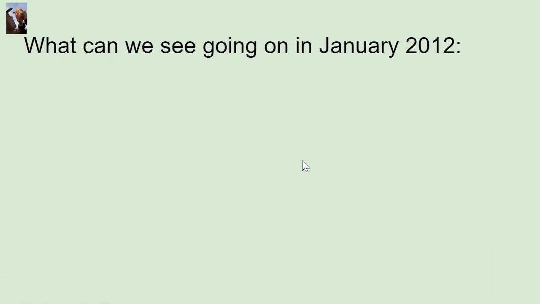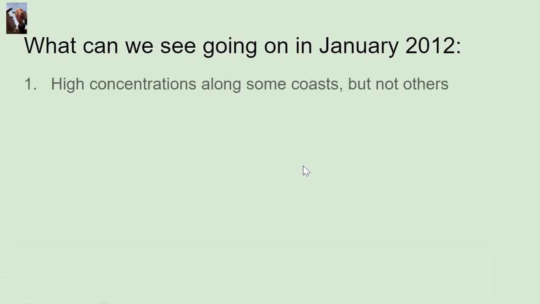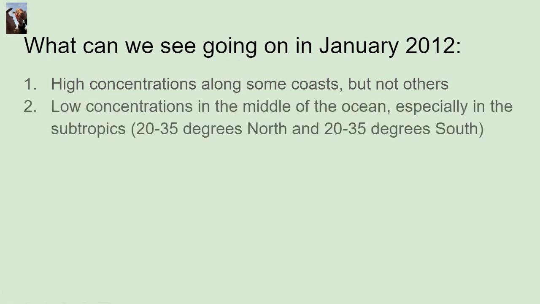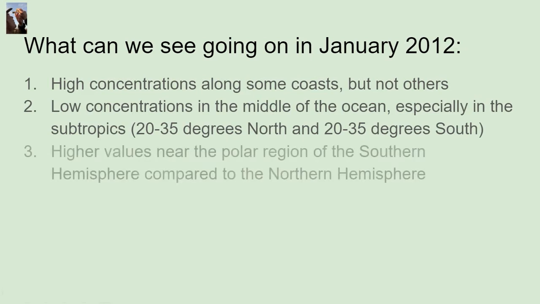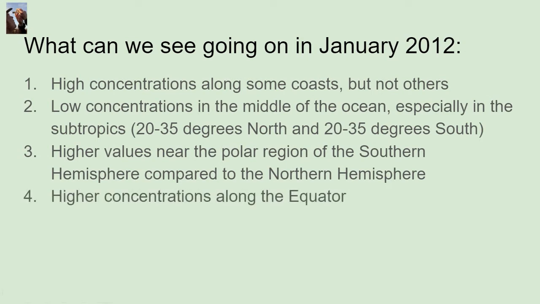So to summarize what we can see in the one map from January 2012, we can see high concentrations of chlorophyll along some coasts, but not others. We see low concentrations in the middle of the ocean, especially in the subtropics. We see higher values near the polar region of the southern hemisphere when comparing that region to the polar regions in the northern hemisphere. And we see higher concentrations along the equator.